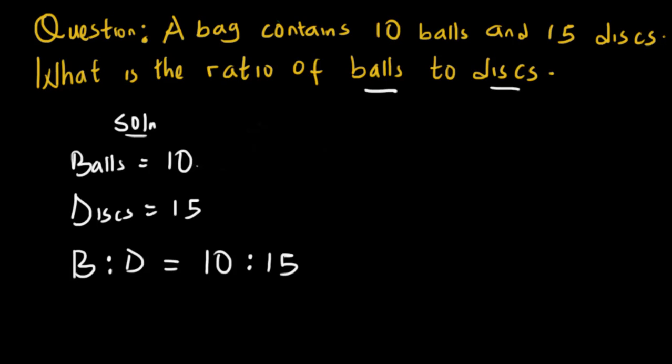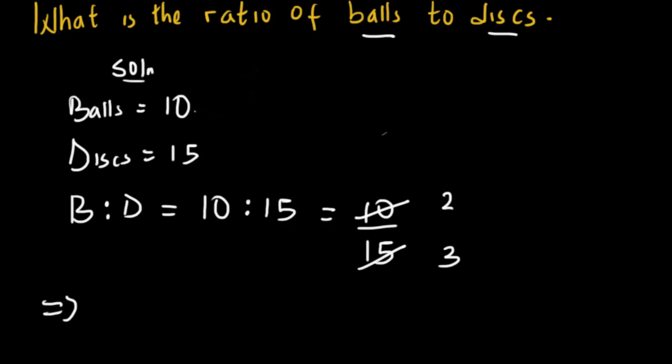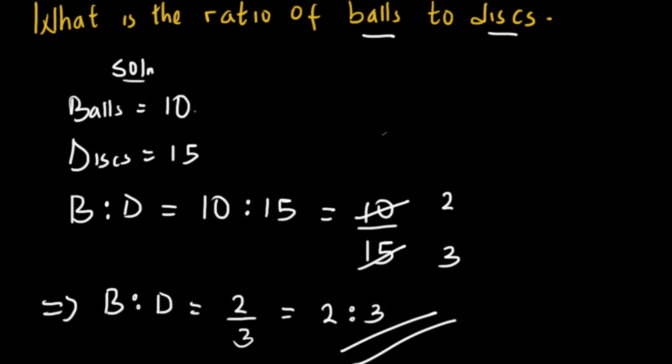Do you understand? Now remember, at the beginning of this video I told you that there is a connection between ratio and fraction. So 10:15 is the same thing as 10/15. Now we need to take this to the lowest term. We have 5 in 10, 2, and then we have 5 in 15, 3. So it means that the ratio of balls to discs equals 2/3, which is equal to 2:3. And this is our answer.